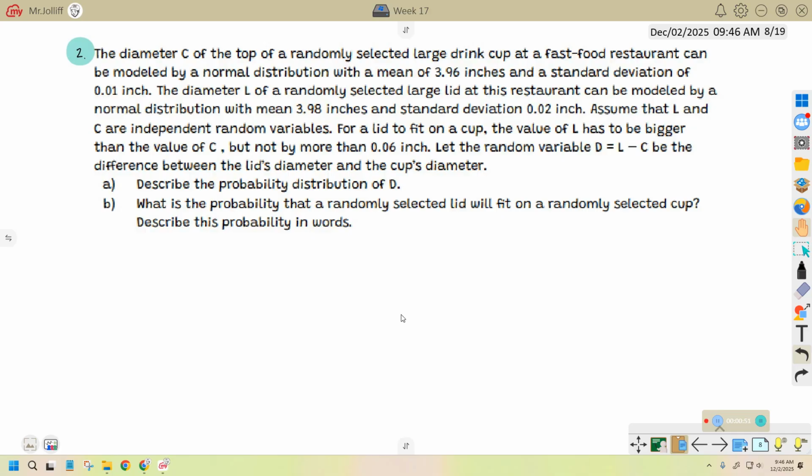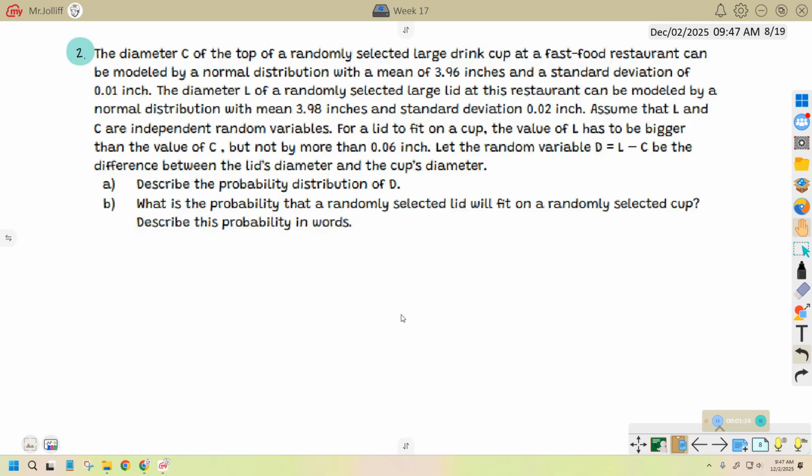For a lid to fit on a cup, the value of L has to be bigger than the value of C, but not by more than 0.06 inches. Let the random variable D equal L minus C, be the difference between the lid's diameter and the cup's diameter. And it says describe D and then find the probability that the lid will fit the cup.